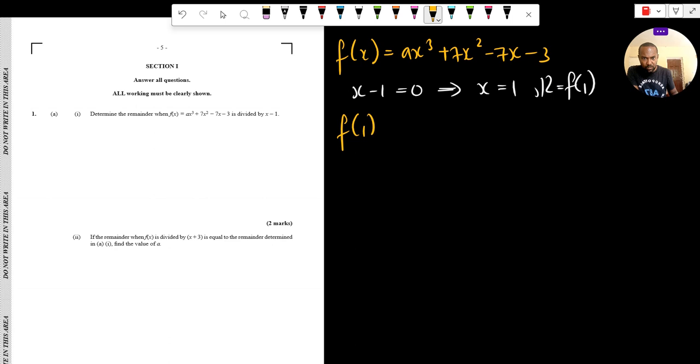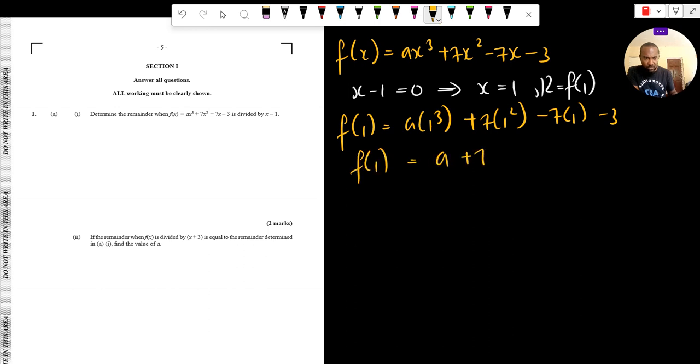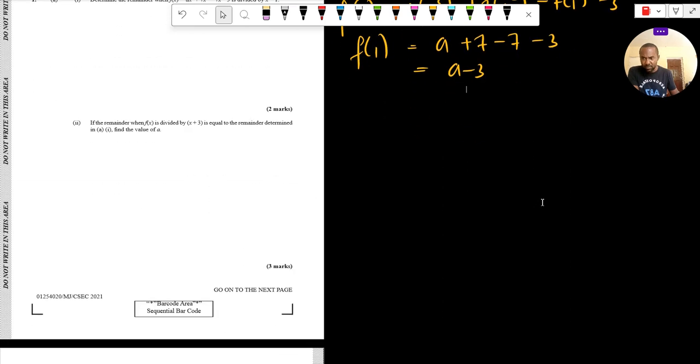So f of 1 would be equal to a times 1 cubed plus 7 times 1 squared minus 7 times 1 minus 3. So f of 1 is equal to a plus 7 minus 7 minus 3, which gives us a minus 3. So therefore, the remainder when f of x is divided by x minus 1 is a minus 3, right? So we don't know the value of a as yet, so we just have to leave the expression as it is. So that was part A1, 2 marks.